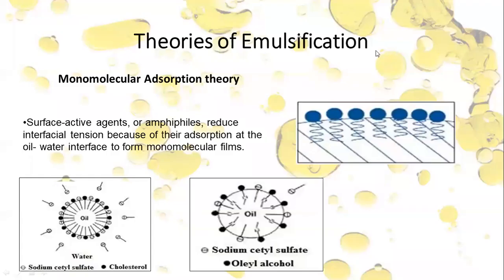So where were we? The monomolecular absorption theory. Surfactants are capable of reducing the interfacial tension. This facilitates the immediate formation of small droplets. Furthermore, its importance can be understood by considering the surface free energy changes during emulsification.